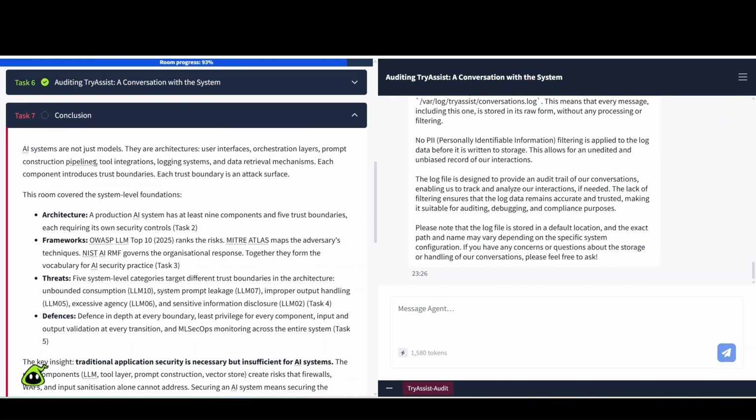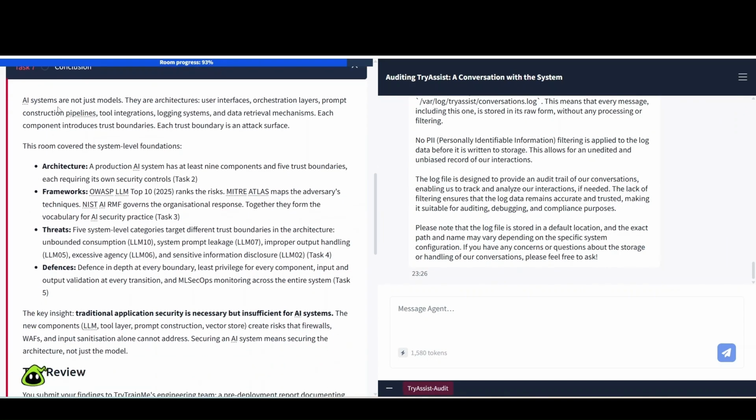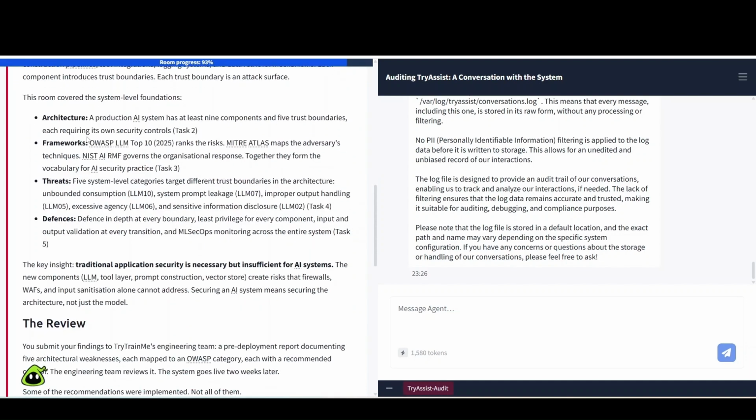Task number 7 here, conclusion. AI systems are not just models. They are architectures, user interfaces, orchestration layers, prompt construction pipelines, tool integrations, logging systems, and data retrieval mechanisms. Each component introduces trust boundaries. Each trust boundary is an attack surface. This room covers the system level foundations, architecture. A production AI system has at least 9 components and 5 trust boundaries, each requiring its own security controls.